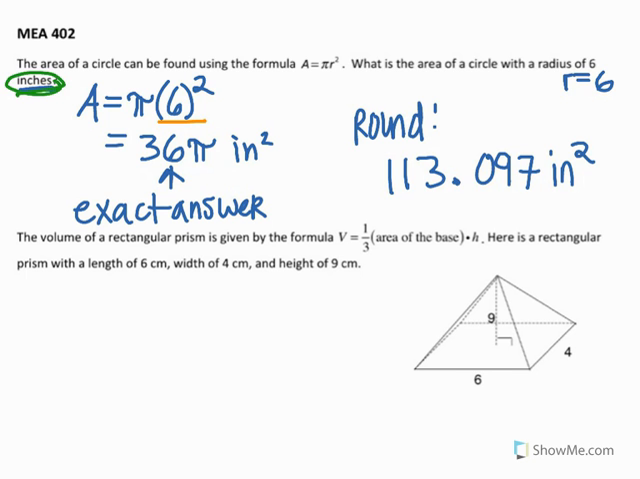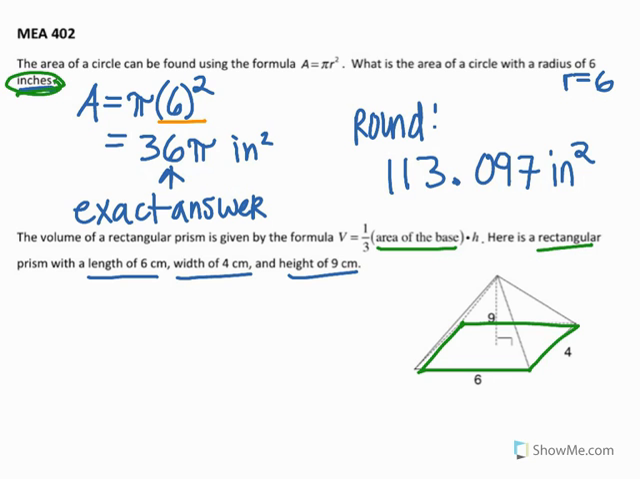Here we have one more example of a mathematical formula. Let's take a look. The volume of a rectangular prism is given by the formula V equals 1/3 area of the base times the height. Here is a rectangular prism with a length of 6, a width of 4, and a height of 9. Now, these are the three things we're going to be substituting in, the length, the width, and the height. But we're given the area of the base. If we take a look at the base, and the fact that it's a rectangular prism, we know that it's going to be a rectangle.